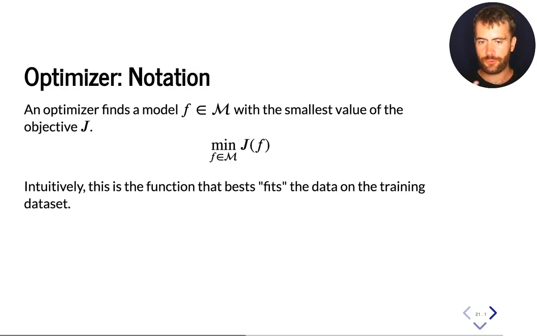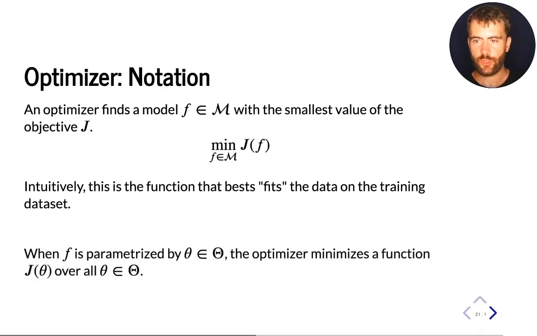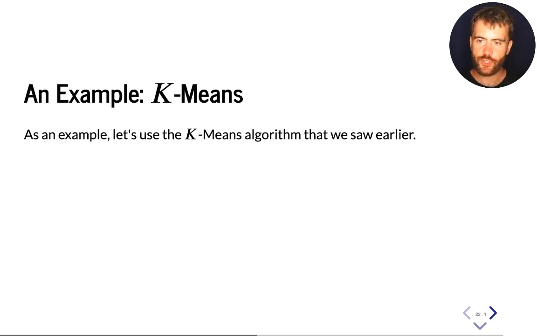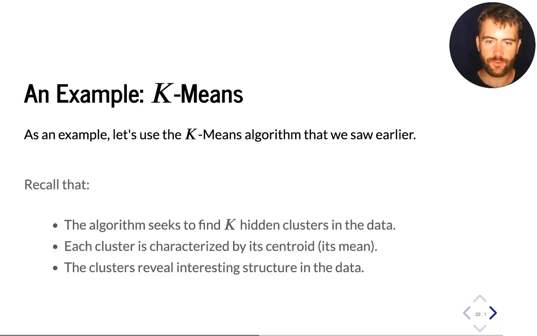And of course, in order to do this, we will have to have an algorithm, which is going to be an optimizer, and this optimizer will find the function that gives us the best fit. And if we have parameters, we can think of this model as optimizing over the space of parameters. So this is a general definition, and you can already see how it's different from supervised learning. But to make it even more concrete, let's look at an example. Let's look at the K-means algorithm that we saw in the previous video, and let's see how it fits within this framework for defining an unsupervised learning algorithm.